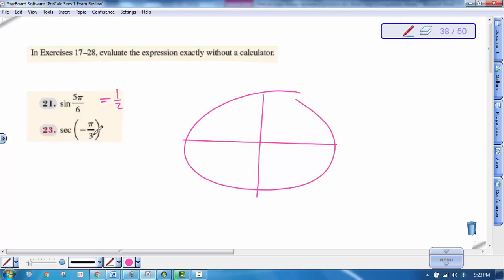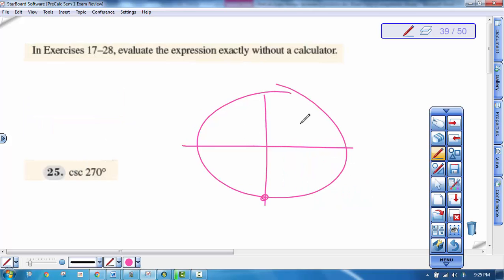Next problem, negative pi over 3 is negative 60. You can convert it if you want, but that's a 60-degree angle. And your unit circle values there are 1/2, negative square root of 3 over 2. Now secant's the reciprocal of cosine, so cosine's 1/2, we want to reciprocate that, get 2.